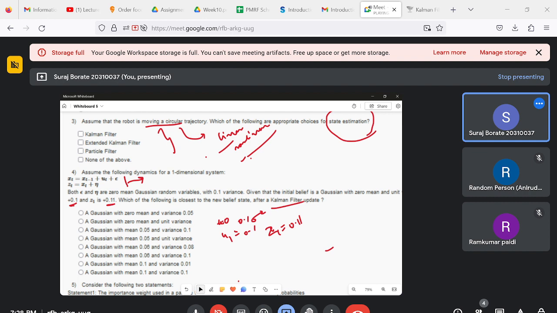Similarly, they have given ut and they have given zt here. Ut is 0.1, z1 is 0.11. Now you just have to substitute the values into the algorithm, nothing else. You substitute into this algorithm, go on following, and you will get the value of mu t and sigma t. Once you get that, you check over here. Mu t will be the mean and sigma t will be the variance. Fine.